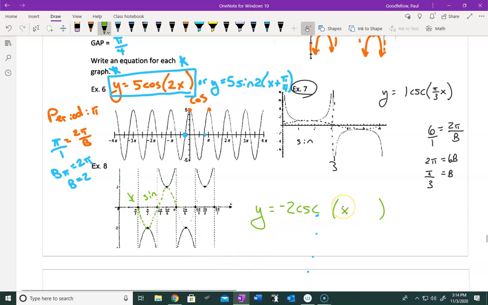So I'm going to say it's been shifted to the right, which would be minus pi over 3. And then the amplitude would be 2, and the full period is 2 pi over 3, which is equal to 2 pi over b, and the b value must be 3. So that would be 3 times x minus pi over 3.